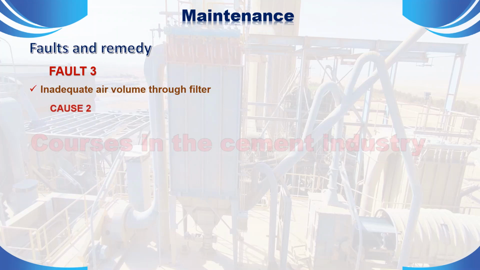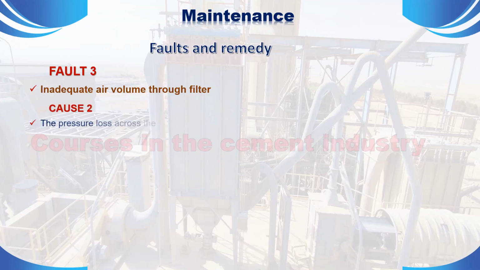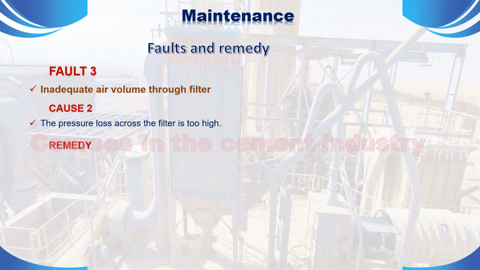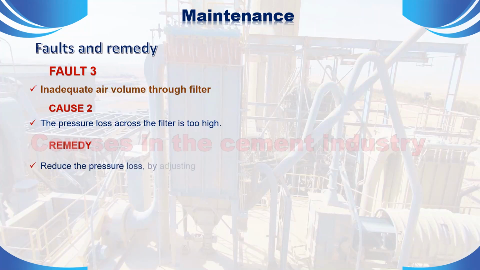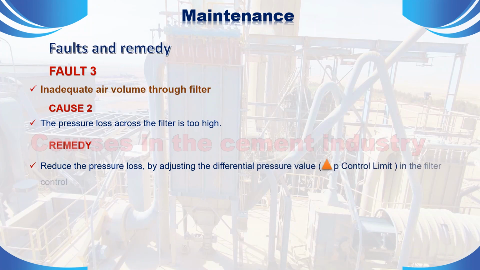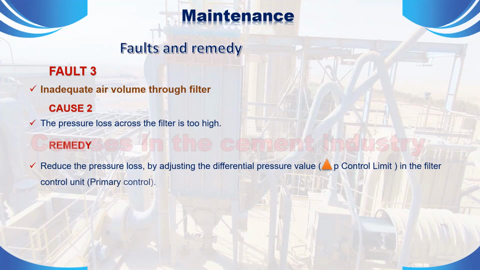Cause 2. The pressure loss across the filter is too high. Remedy. Reduce the pressure loss by adjusting the differential pressure value, delta P control limit, in the filter control unit, primary control.